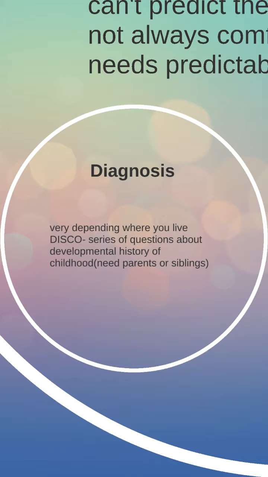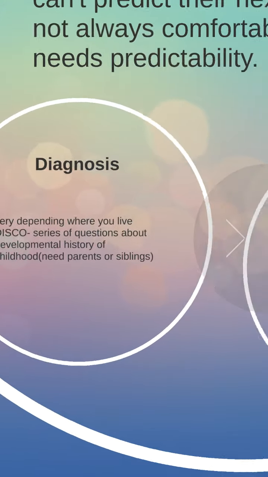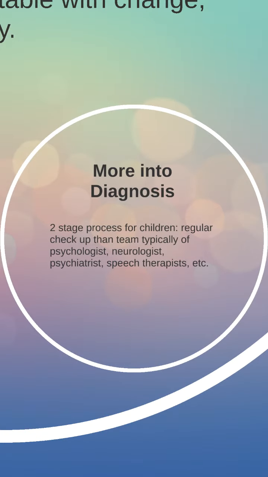Diagnosis, well, it varies depending on where you live, but a method that people use to diagnose adults is DISCO, which is a series of questions about the developmental history of childhood. And there's a two-stage process for children, which is a regular checkup with the doctor, and then a checkup with a team of a psychologist, neurologist, speech therapist, and etc.